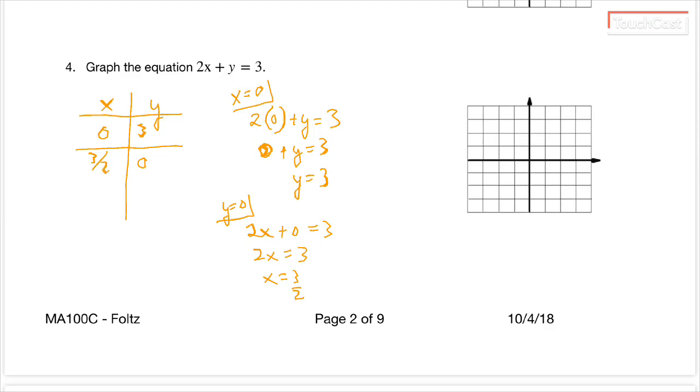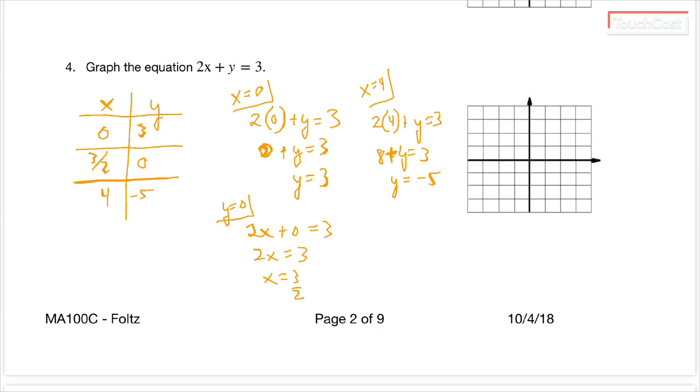Well, let's say we pick another number just to be fancy. Let's pick x equals 4. If x is 4, then y is going to be 2 times 4 plus y equals 3. 8 plus y equals 3. y is going to equal -5. So you can see we don't have to just pick zeros, we can pick other numbers as well. But 0 sometimes works nicely.